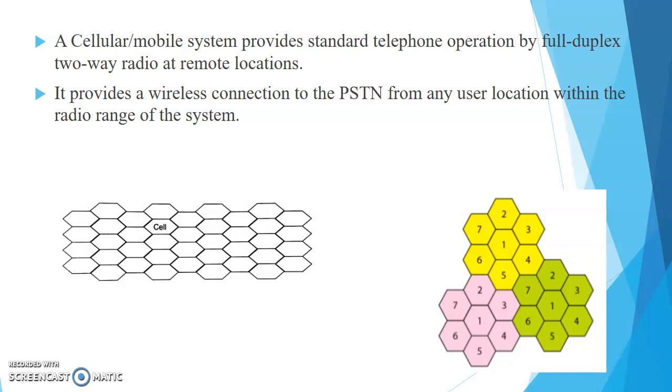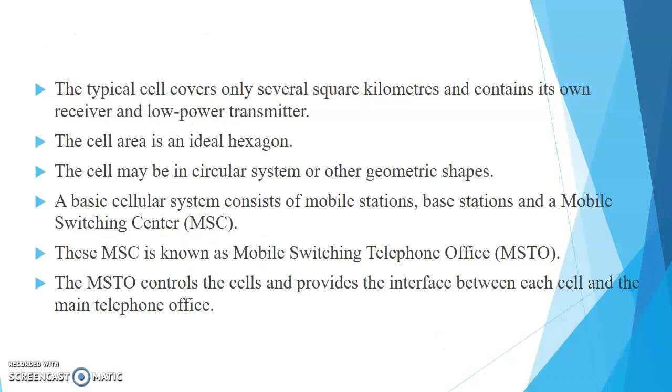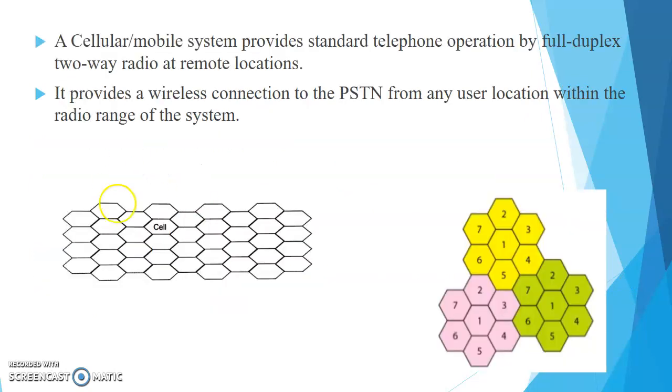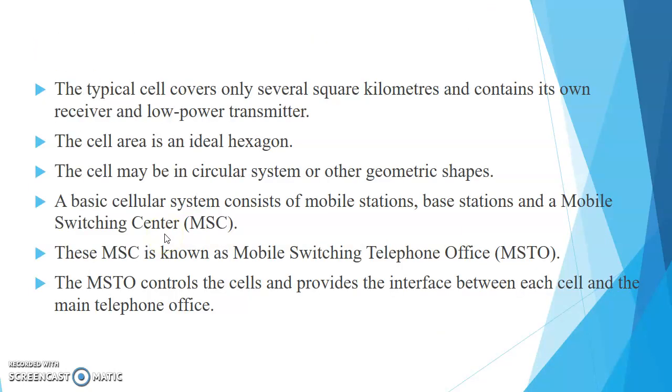Next, coming to the basics of the cellular system. The basic cellular system consists of three main types: the mobile station, the base station, and the mobile switching center. Listen here, inside the cell you will have a mobile station and also the base station. Whatever information you get from the base station will be transmitted to the mobile switching center. Are you getting? The mobile switching center is also known as the mobile telephone switching office.